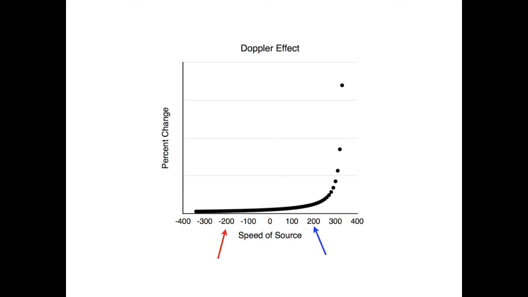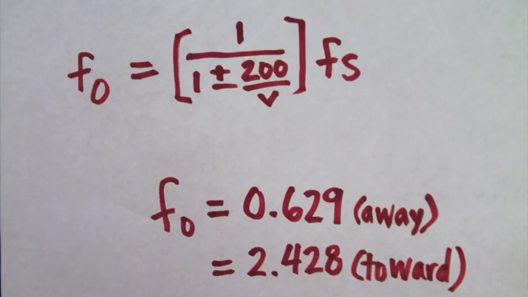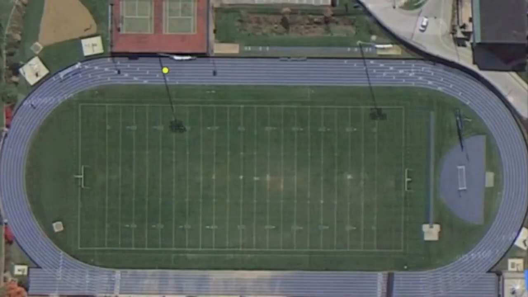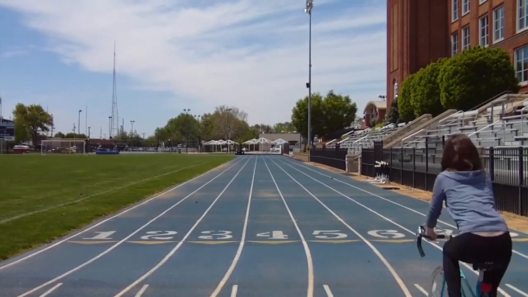Here's our graph again showing plus or minus 200 meters per second. Using the same Doppler equation from before, we can calculate the change in frequency for a source moving at 200 meters per second. Going away, the result is 63% of the original, and coming toward, the change is 240% more. This is how it would look and sound at 200 meters per second.